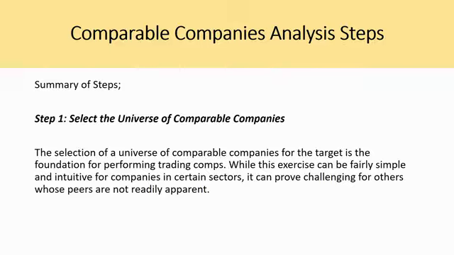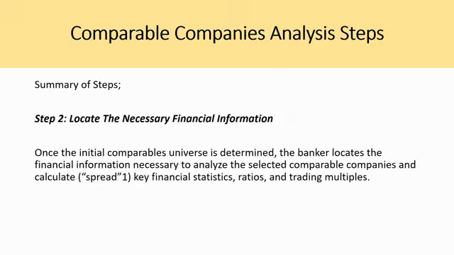In step 1, the selection of a universe of comparable companies for the target is the foundation for performing trading comps. While this exercise can be fairly simple and intuitive for companies in certain sectors, it can prove challenging for others whose peers are not readily apparent. In step 2, once the initial comparable universe is determined, the banker locates the financial information necessary to analyze the selected comparable companies and calculate or spread the key financial statistics, ratios, and trading multiples.